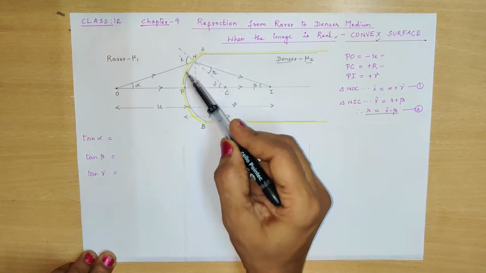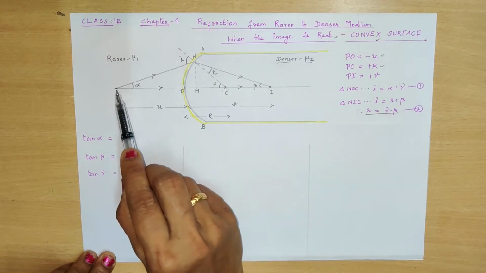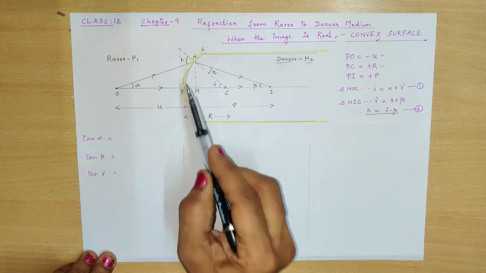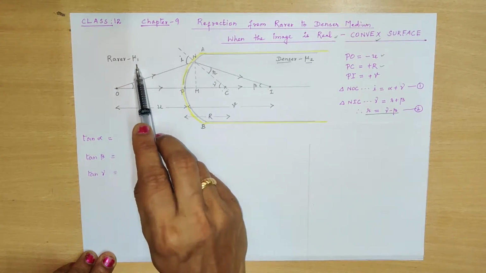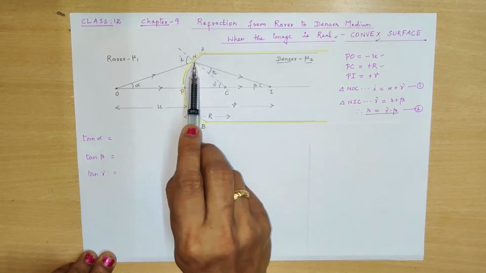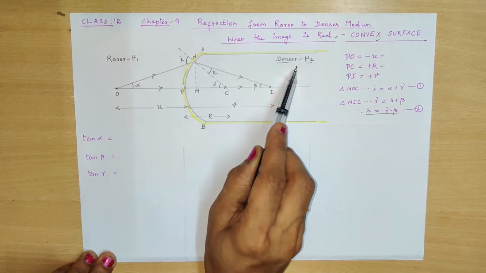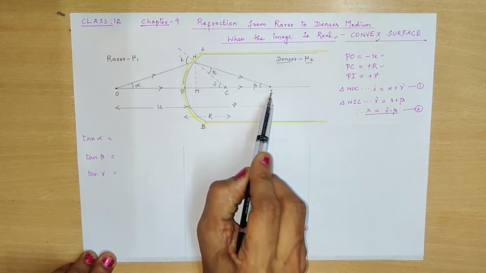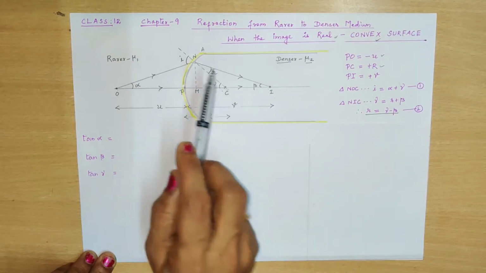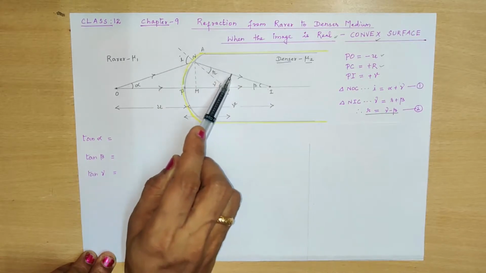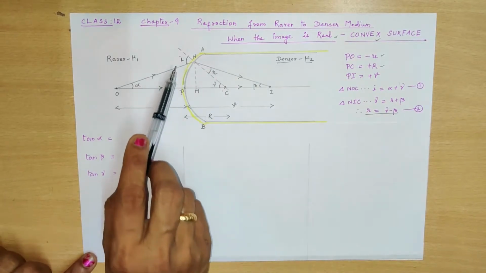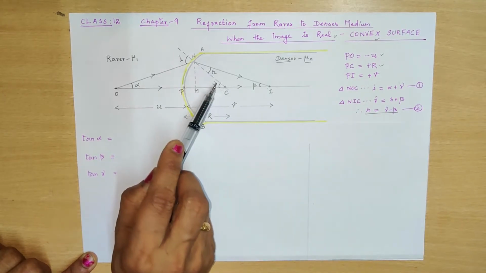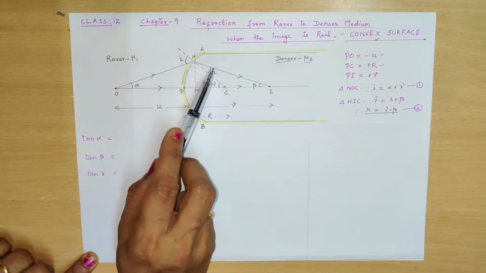APB is the surface and the object is kept at the point O. The light is incident at the point N on this surface, coming from the rarer medium, and gets refracted towards the denser medium and forms the real image at the point I. I is the image, O is the object, and in between the incident light and the refracted light there is a normal drawn which is passing through the center of curvature. So this is the normal drawn in between the incident and the refracted ray.